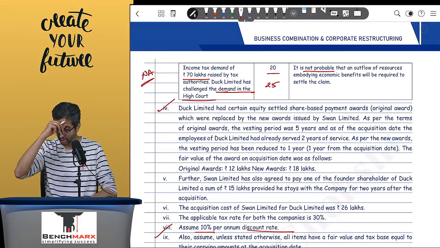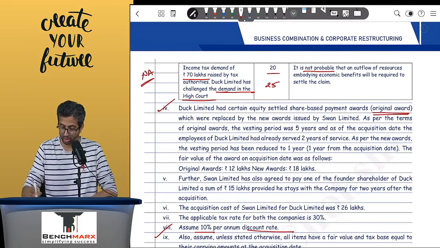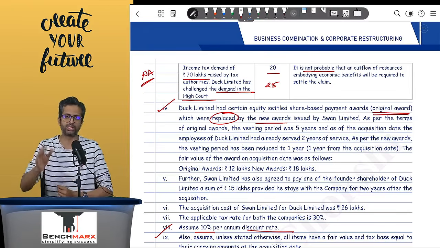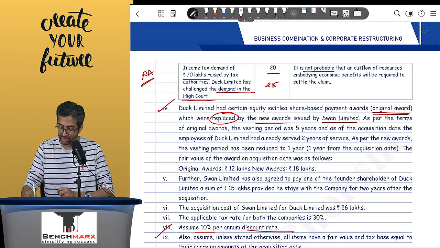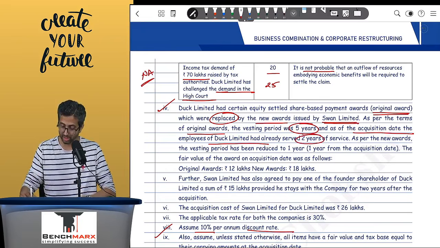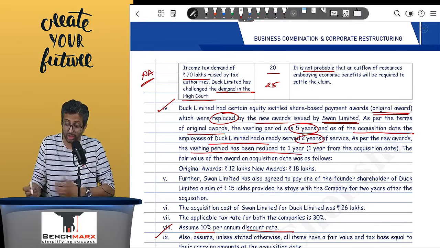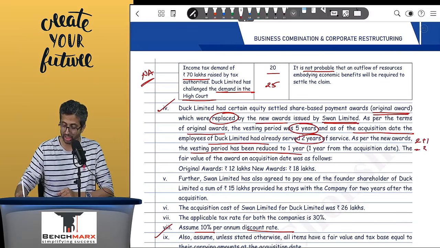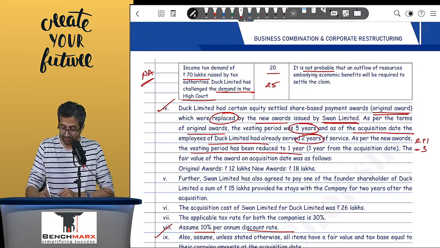Now, DUC had certain equity settled share-based payment awards called original awards, which were replaced by new awards, which means there is a replacement. So this will be a part of PC to the extent of pre-combination element by SWAN. As per the terms of the original awards, the vesting period was 5 years, and as of the acquisition date, the employees of DUC have already served 2 years. So 2 years are served, 3 years are remaining. As per the new awards, the vesting period has been reduced to 1 year from the acquisition date, which means the revised vesting period will be 2 years, which is already served plus 1 remaining, and hence it will be 3 years. The fair value of the award on the acquisition date was as follows. So original awards is 12 lakhs and the new awards is, let us say, 18 lakhs.